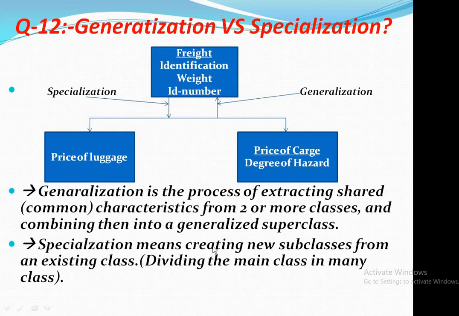Specialization means creating one or more new subclasses from an existing class, dividing the main class into many classes. If there is an existing class and we are creating multiple subclasses from it, that is called specialization. But if we are combining more than one class and extracting the common variables into another class, this process is called generalization.